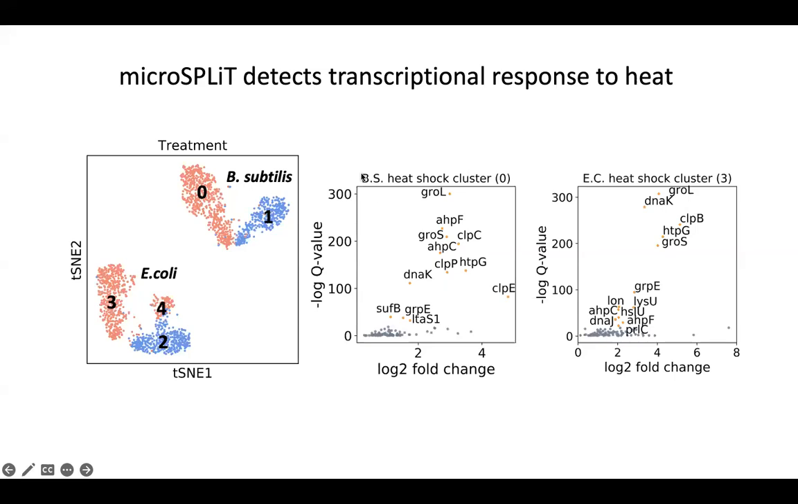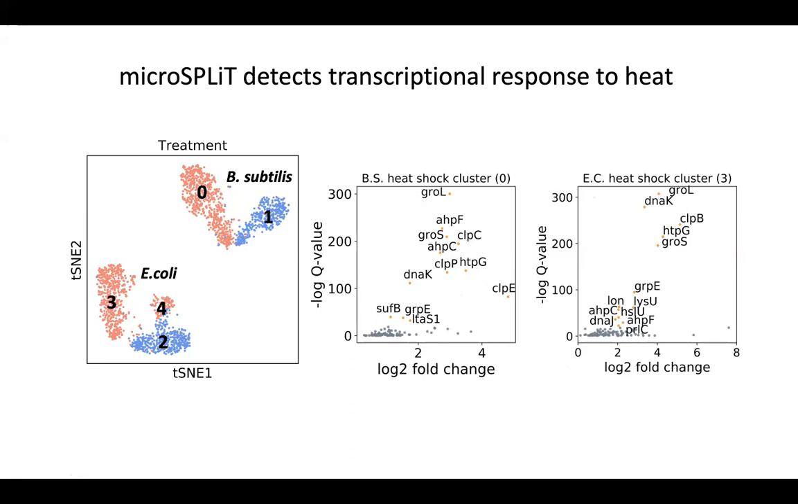We do see in both Bacillus and E. coli heat-shock clusters the elevated expression of genes associated with a classical heat-shock signature, like some chaperonins, GroEL-GroES, ClpC protease, DnaK, accessory proteins, and so on. So this is the very same for E. coli. This is very encouraging. We did see this heat shock response.